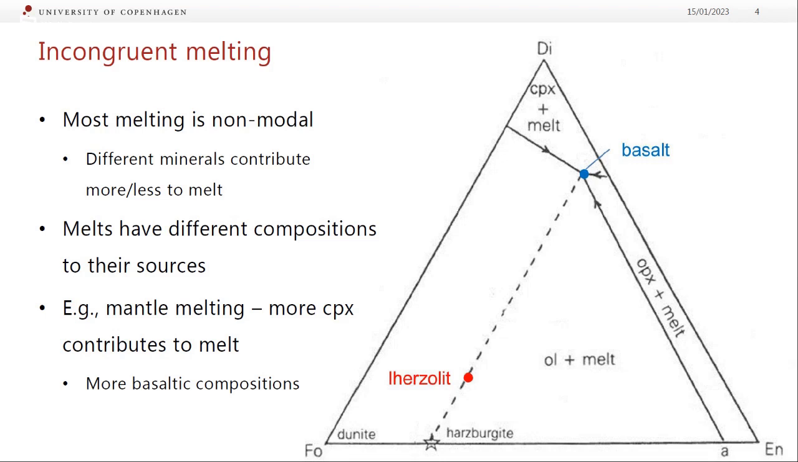forsterite, so olivine, enstatite, which is the magnesium-rich orthopyroxene, and diopside. And you can see that if we start with a lherzolitic mantle, this is our kind of fertile mantle peridotite, and we melt it, then the melt composition is much closer to the diopside corner. So it is less ultramafic, there's less olivine in that composition, and it's much closer to a clinopyroxene composition. So yeah, basically producing a basalt, a mafic composition from something ultramafic.